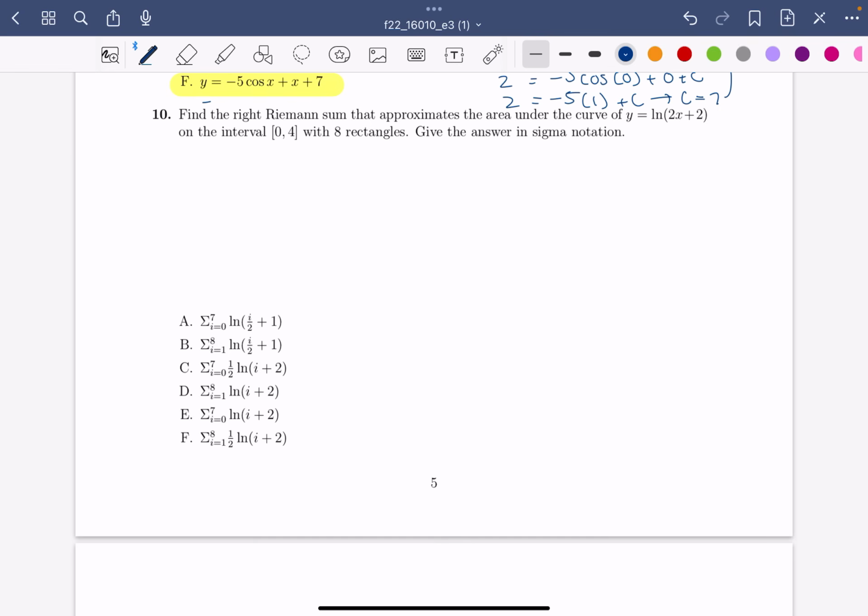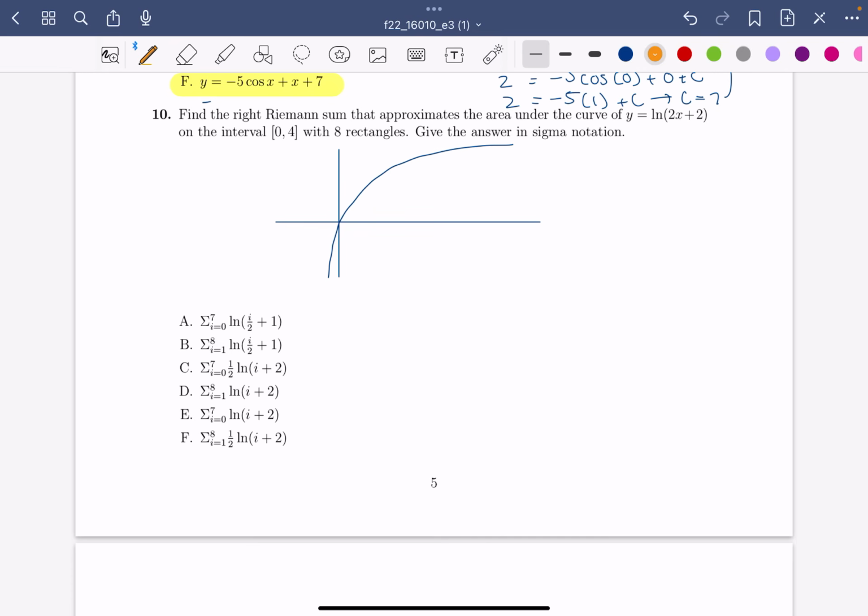Number 10, find the right Riemann sum that approximates the area underneath the curve of y equals natural log of 2x plus 2 on the interval of 0 to 4 with 8 rectangles. Give the answer in sigma notation. So again, with Riemann sums, I like to draw a picture. I think it helps with visualization. It doesn't need to be perfect. It just needs to look like what it's supposed to look like. So natural log functions kind of look like this.